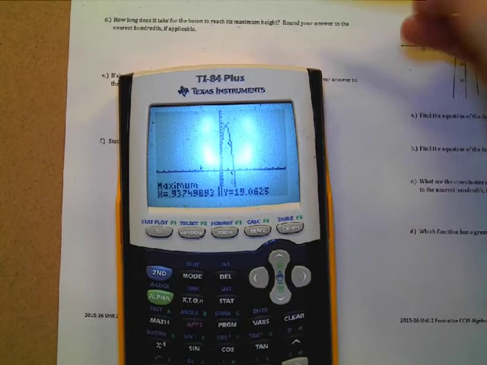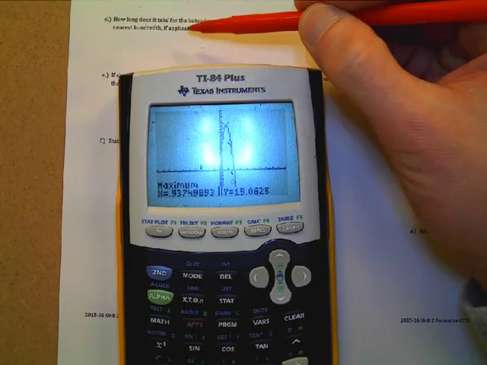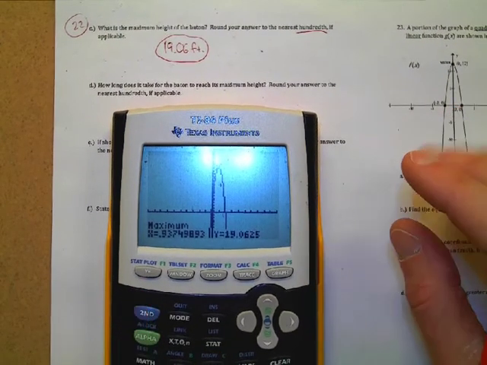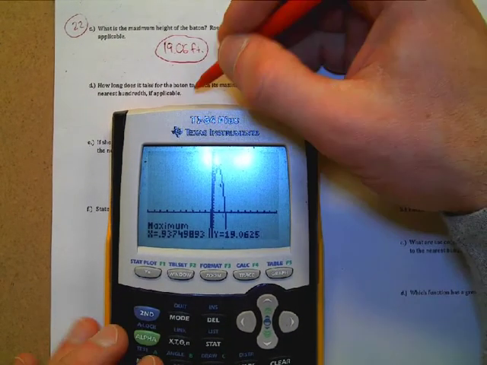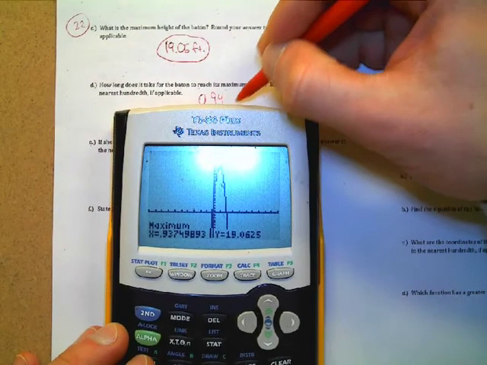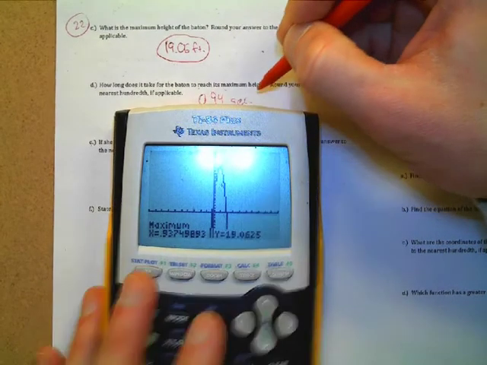So round your answer to the nearest hundredth. It says, round your answer to the nearest hundredth. So that's 2 decimal places. So what should I write then here? What's the nearest hundredth? 0.9 what? 4, yeah, seconds.